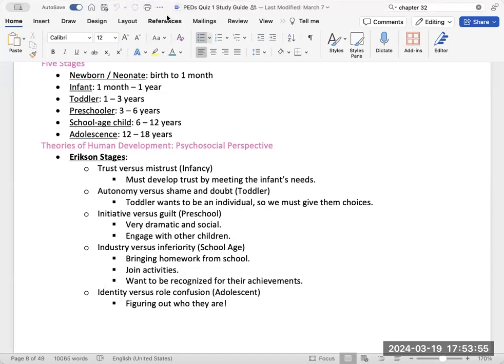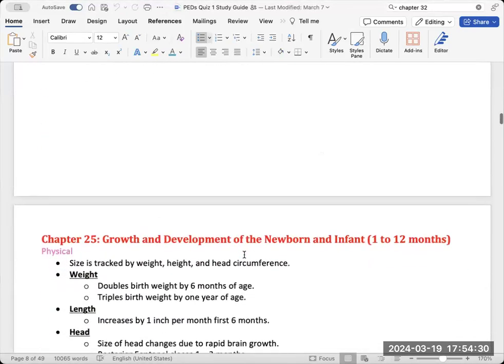Industry versus inferiority. That's our school age children. That's our 6 to 12-year-olds, right? They're going to bring homework home from school. They're going to join activities and they want to be organized and they also want to be recognized for their achievements. Okay. So these are the type of kids, school age kids, that are getting more involved. They're doing their homework. They're being more responsible, but they also want to be recognized if they get achievements. And adolescents are in identity versus role confusion. They're just figuring out who they are. And that's a major thing when it comes to adolescents. That's why we do privacy and confidentiality and all of that stuff.